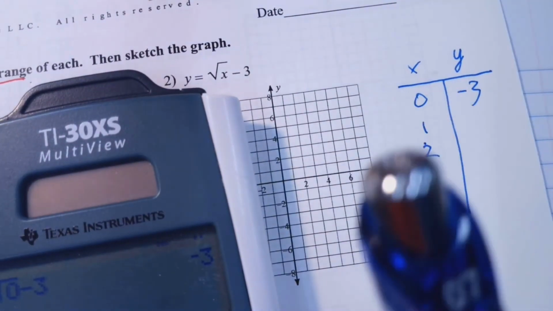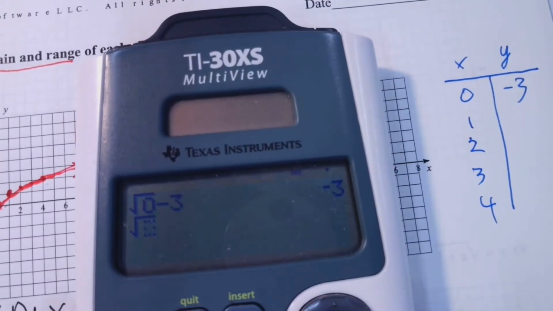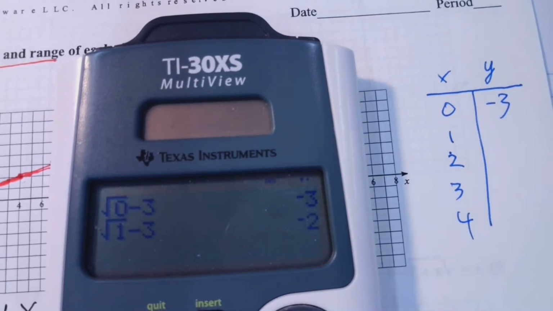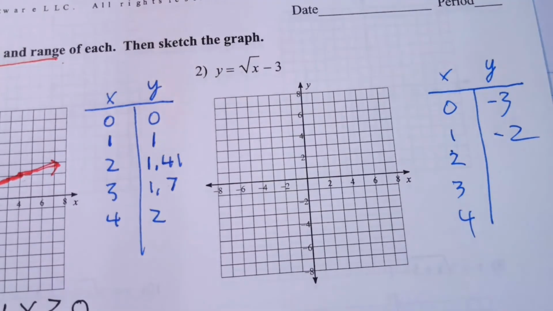Okay, still calculator. I'm going to type in 1 minus 3. Everybody see what I'm doing to do it manually? I get a negative 2. Great. Okay, you can keep going on that, and let's see if you can get this done and graph it.